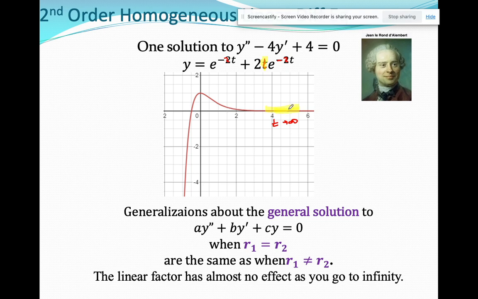I want to know, right, am I going to zero out, or am I going to approach 0, or am I going to swoosh? Right? So the linear factor certainly has an effect. It doesn't have an effect on whether I'm a solution or not. But as I go to infinity, it disappears because the exponential takes over, right? Takes over.